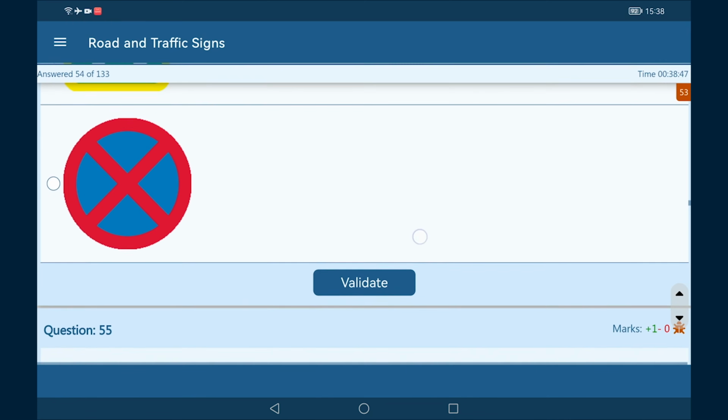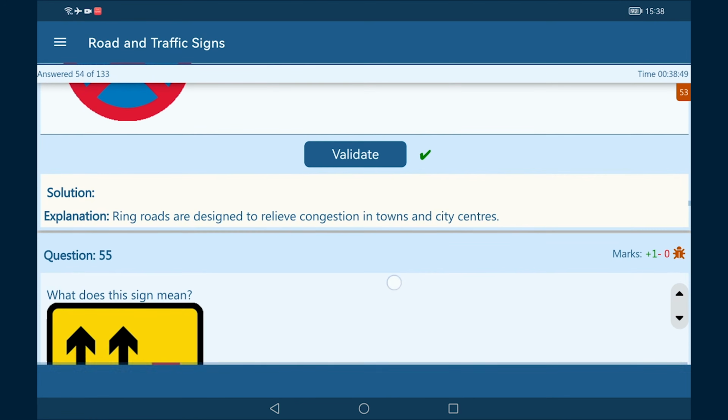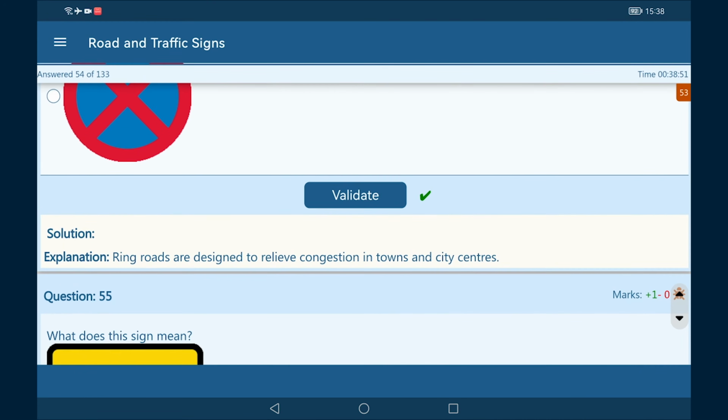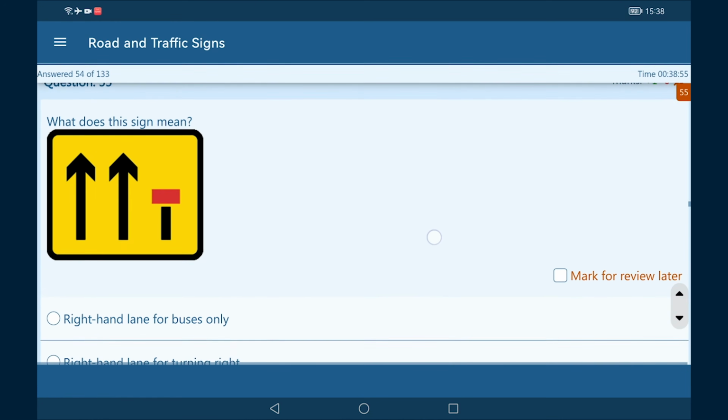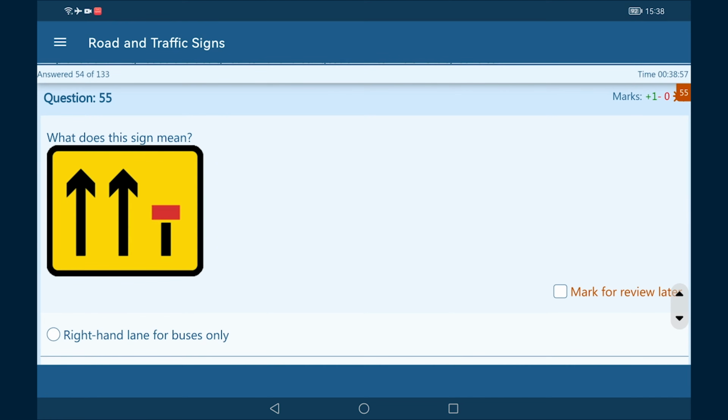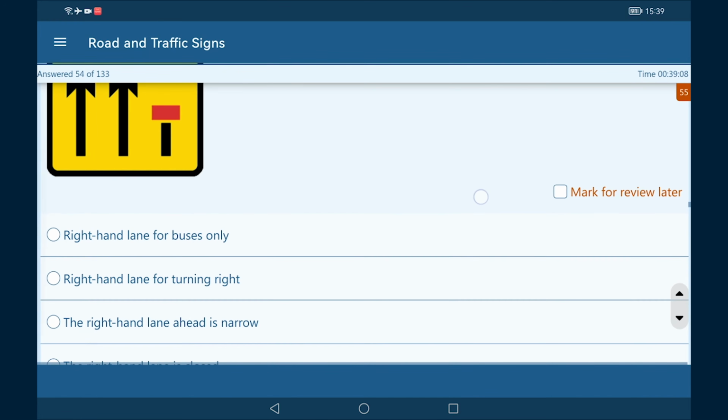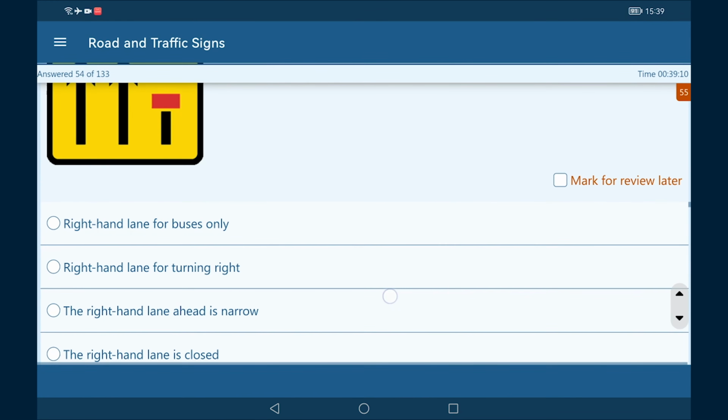Explanation. Ring roads are designed to relieve congestion in towns and city centers. Question 55. What does this sign mean? Option 1. Right-hand lane for buses only. Option 2. Right-hand lane for turning right. Option 3. The right-hand lane ahead is narrow. Option 4. The right-hand lane is closed.